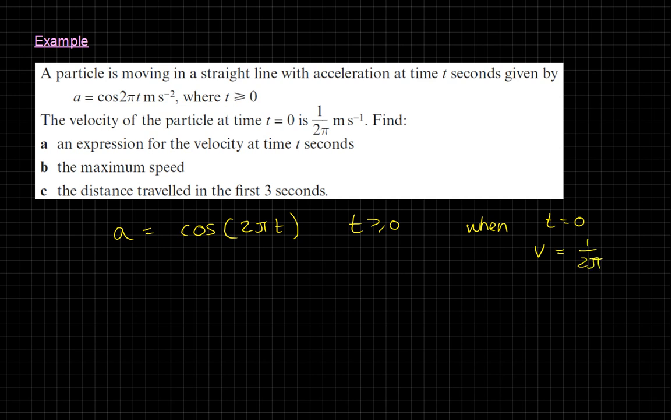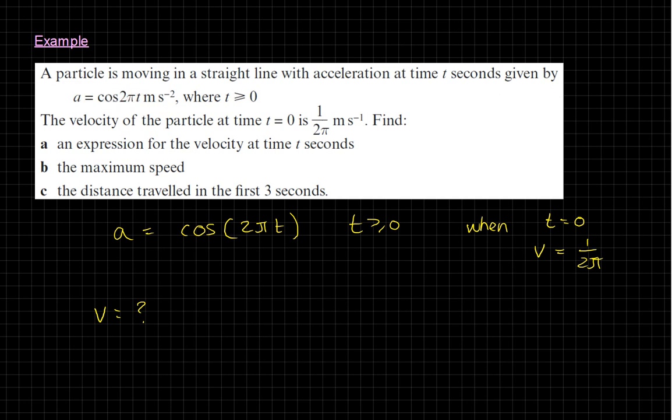Okay, now find an expression for the velocity at time t seconds. So we want to say v is equal to what? Okay, now remember, we can't use SUVAT equations. How do I know? Because the acceleration is not a constant. It's a function of time. It changes. It's not a constant number.